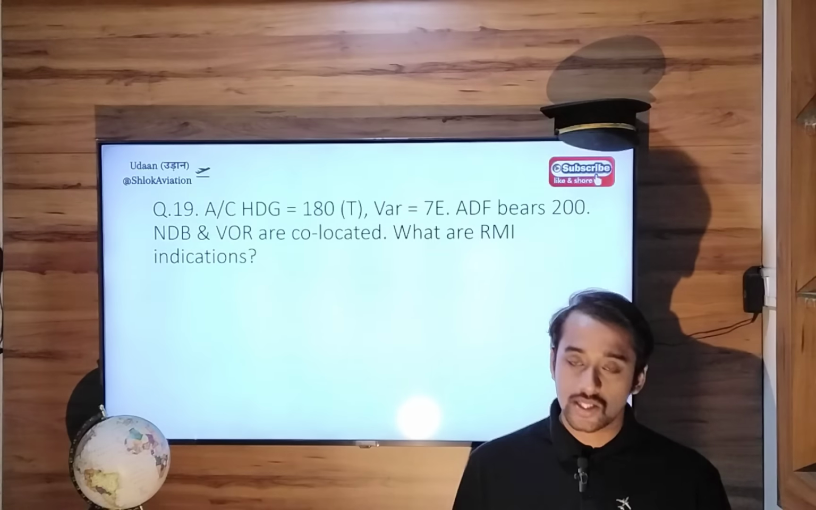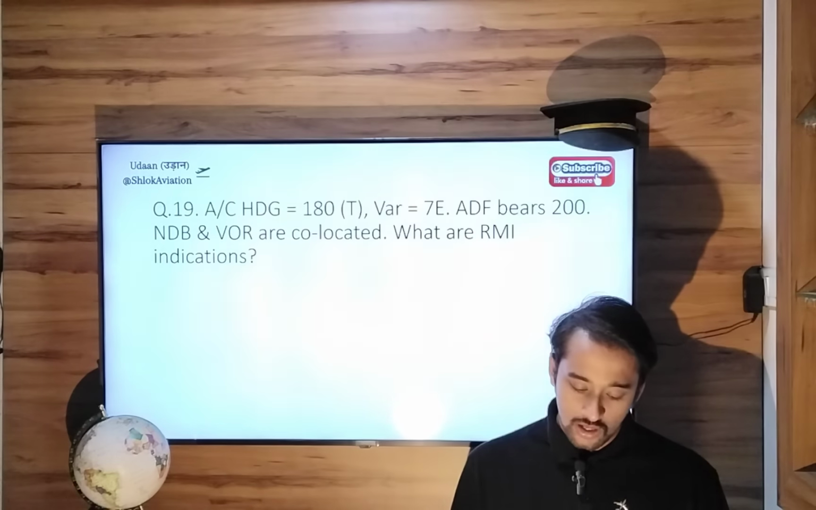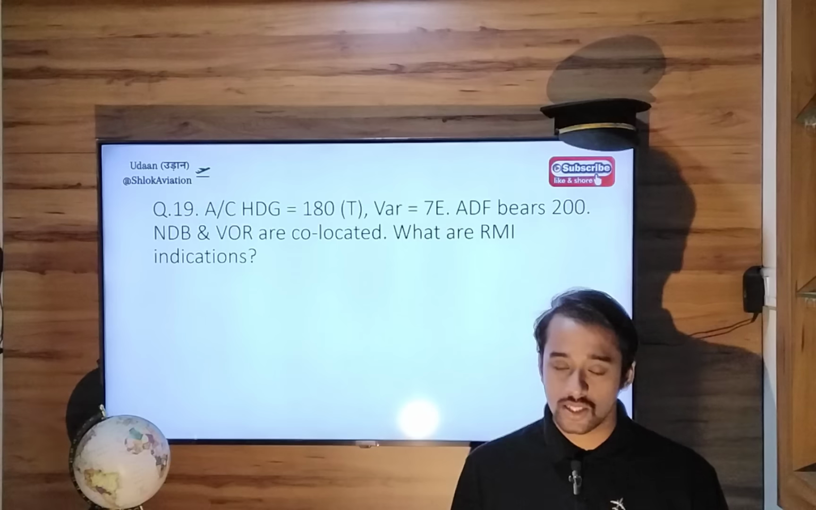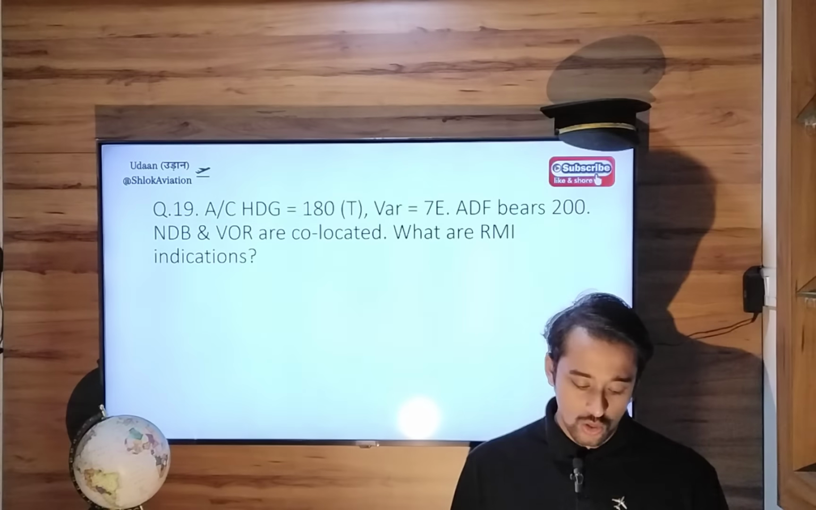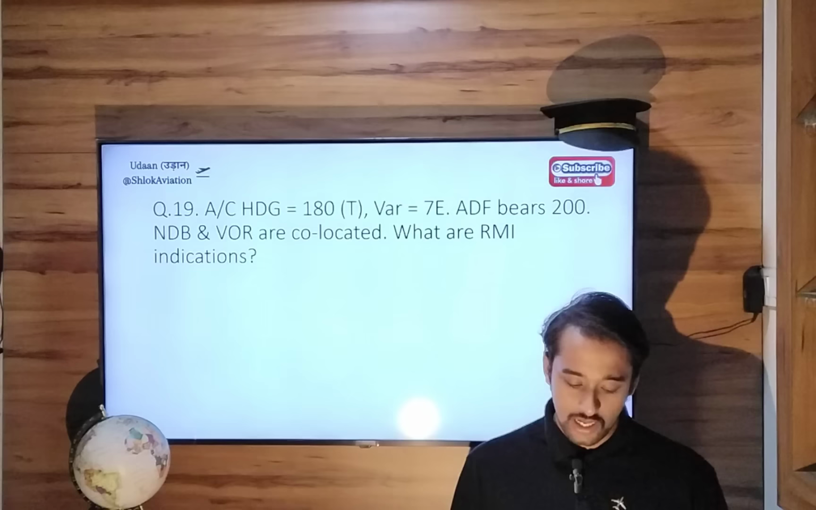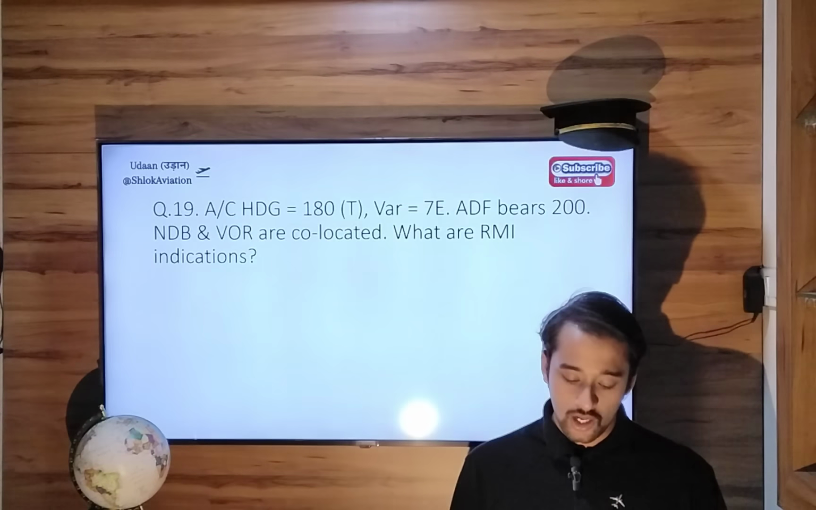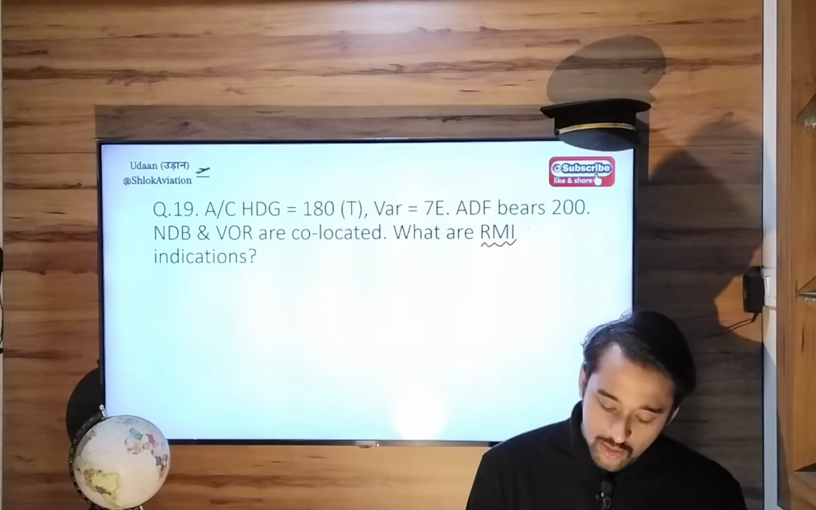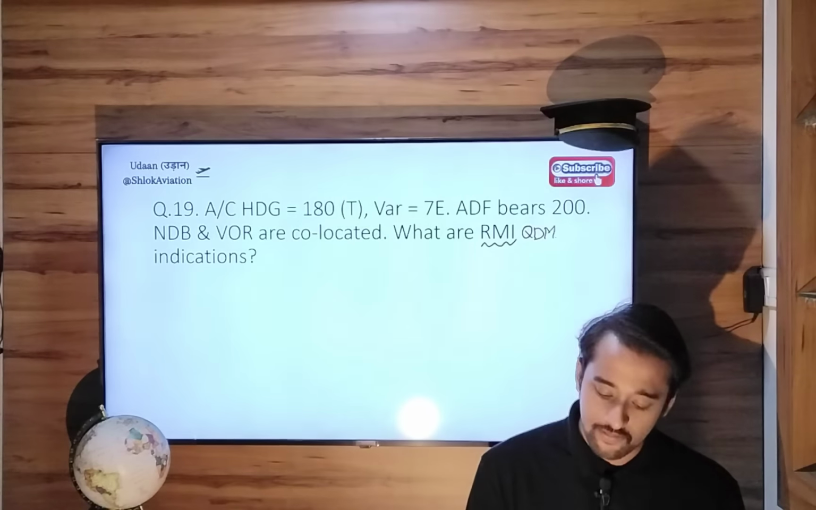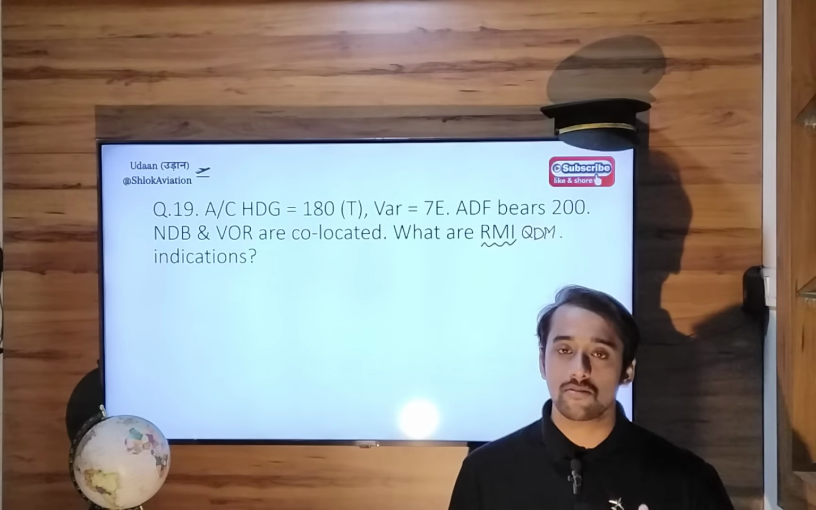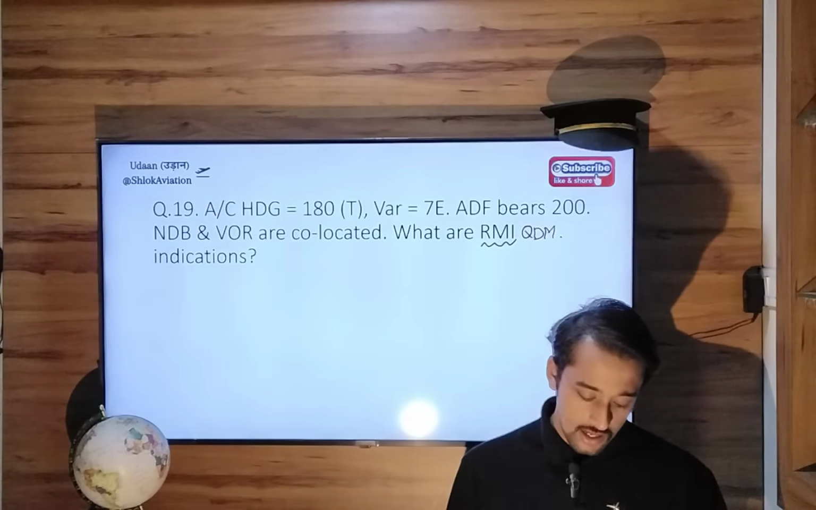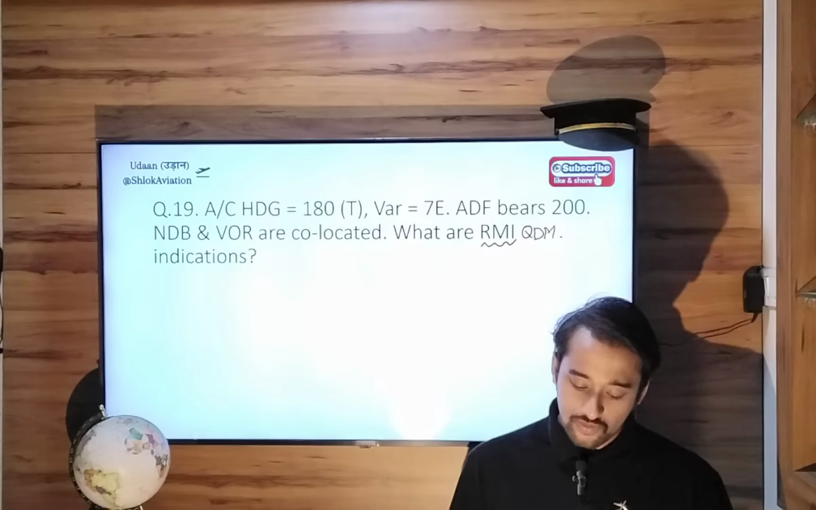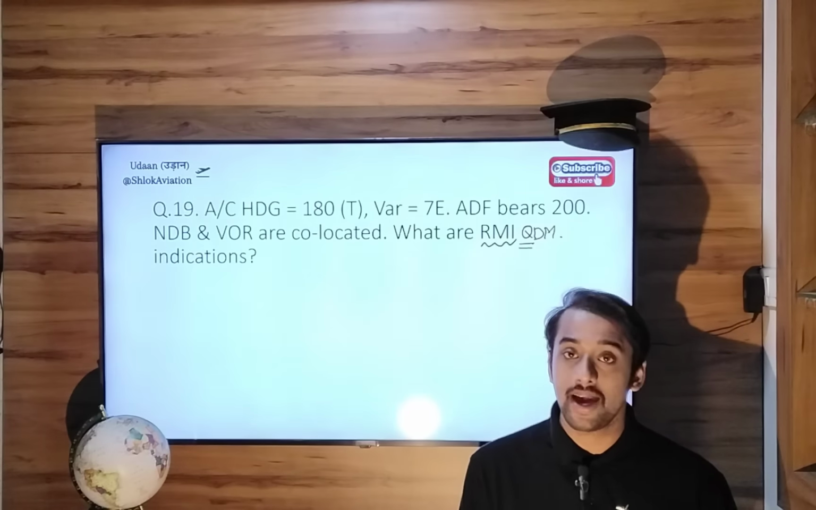Aircraft heading is 180 true. Variation is 7 east. ADF bears 200. NDB and VOR are co-located. What are RMI indications? So RMI always points towards QDM, that is track magnetic bearing to the station. So we need a final answer in magnetic.